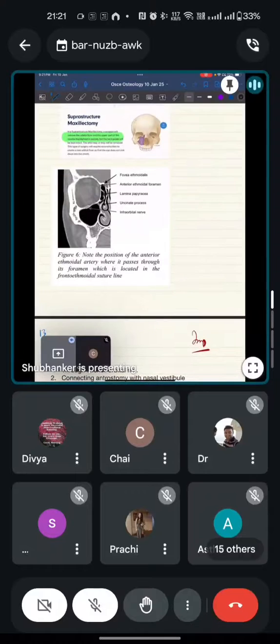Okay, so I'll share with you guys one PDF. Basically, it's an online journal paper discussing in depth both of them, maxillectomy as well as mandibulectomy. I've taken the important points from that journal and listed them over here.